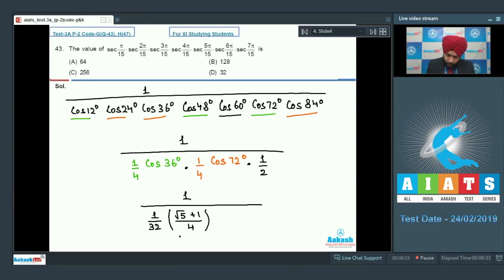And cos 72 is root 5 minus 1 by 4. This value will come out to be equal to 32 into 4, that is 128. This is the answer. Option number B is correct. Very simple one if you know the complementary rule. Okay. Let us move further to question number 44.